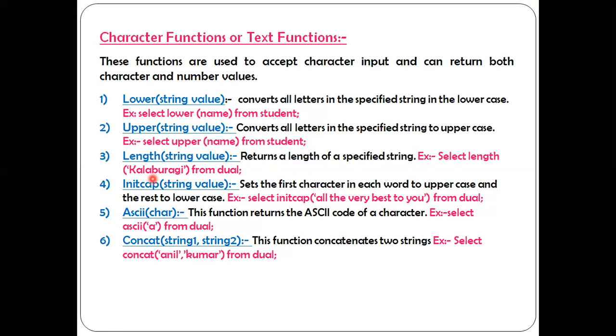Kalburgi. Okay, from which table? Dual table. Dual is a dummy table which has a single row and a single column. So I'm going to get the answer as 10. Look at this, just count the letters one by one. Kalburgi, total characters will be 10. The length of the string is 10.